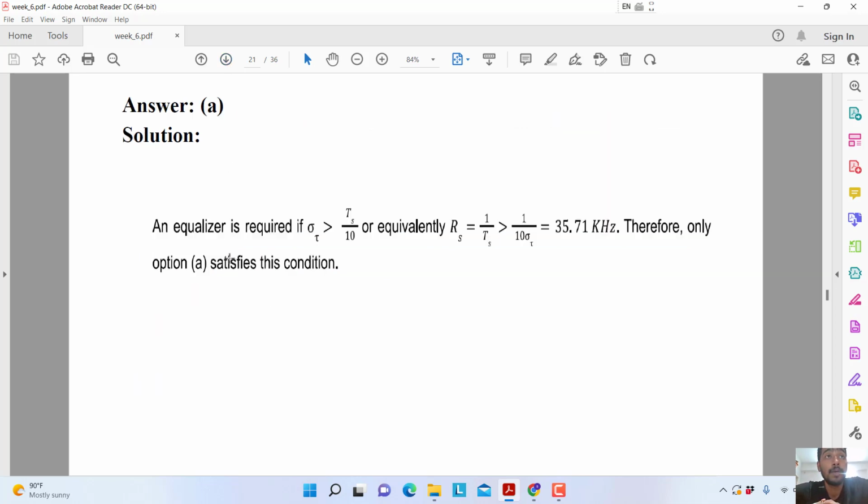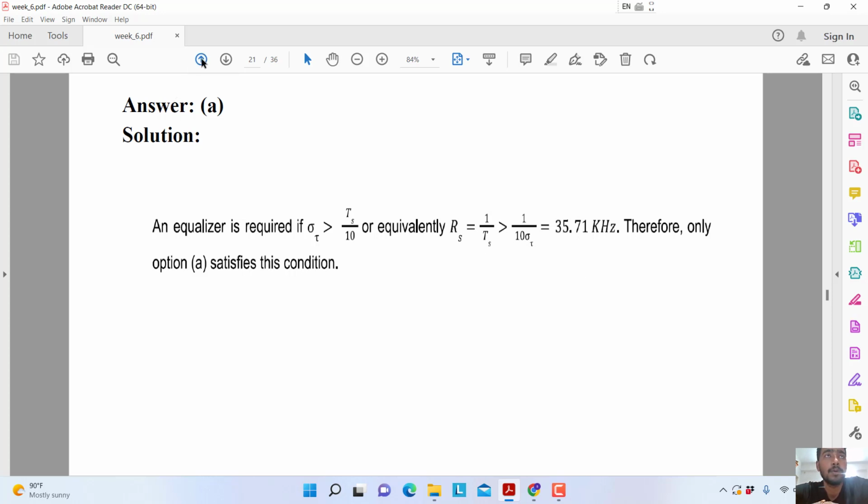So an equalizer is required when sigma tau is greater than Ts by 10, or equivalently when Rs, which is equal to 1 upon Ts, is greater than 1 upon 10 times sigma tau. We already know the value of sigma tau. From there we get it comes to about 35.71 kilohertz.